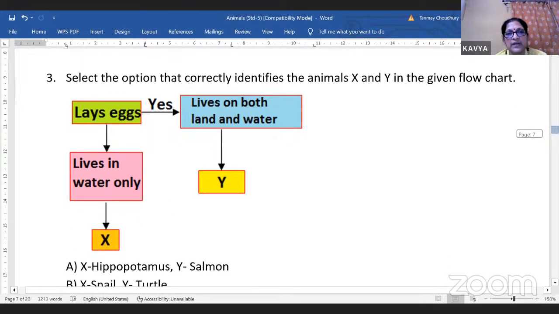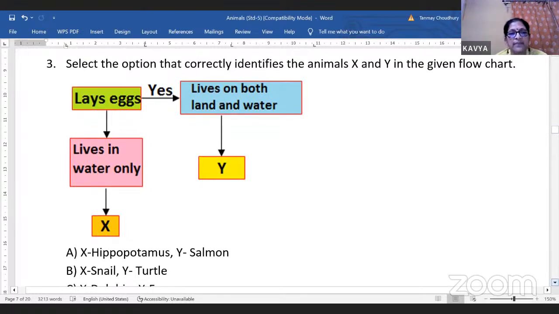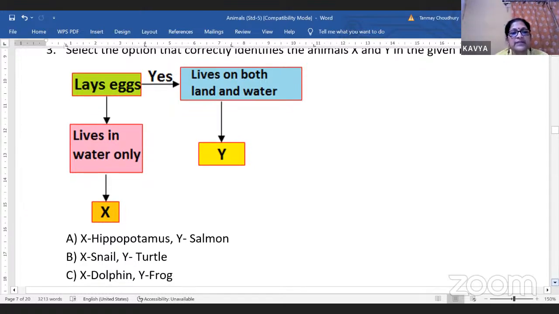Okay, I hope you can see the entire question. So X can be hippopotamus and Y can be salmon. X can be hippopotamus, it lives in water only. No, not so. This will not be the answer. X can be snail. No, snails do not live in water. Y on both land and water, yes, it can be, but then X is wrong.